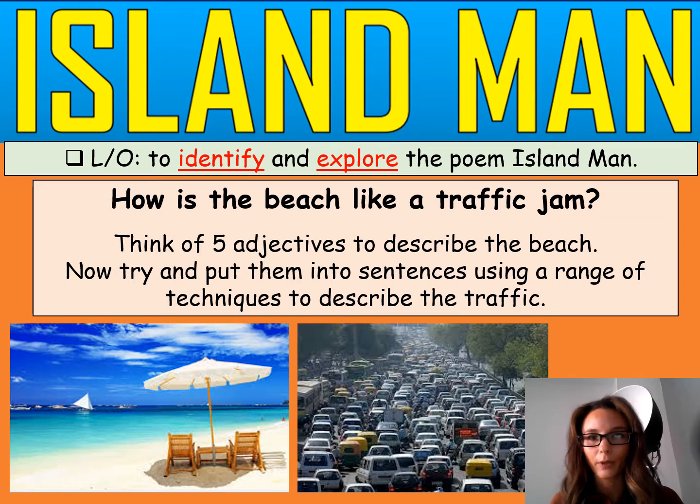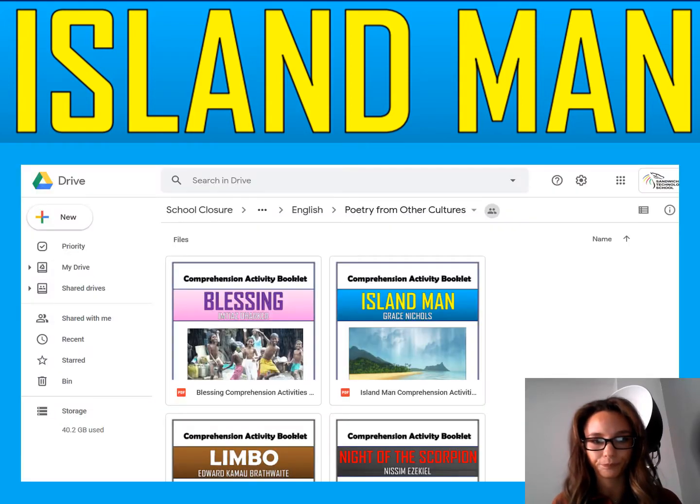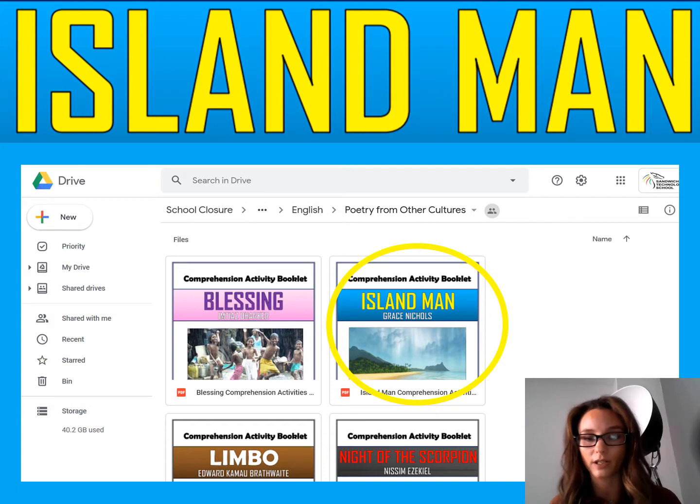So we're going to be looking, as I said, at this poem called Island Man. You can find it on the school closures part of the website, so this is the one that we should be looking at, and we're going to be looking at some of the pages that are in the booklet, not all of them, just some of them that might need a little bit more support.